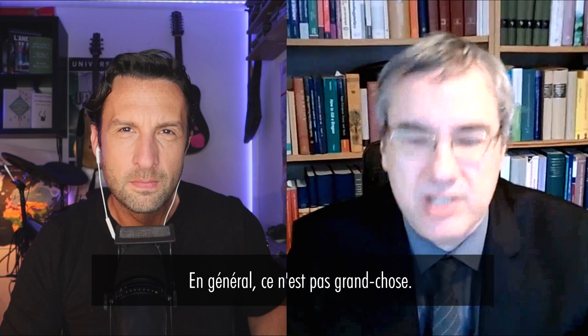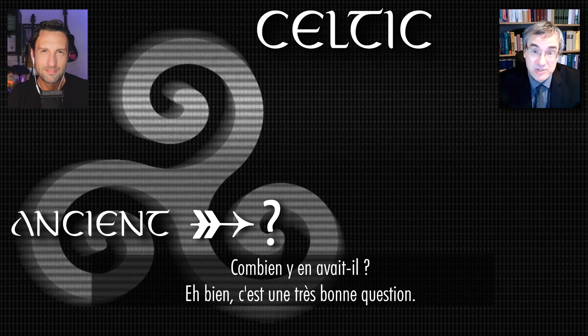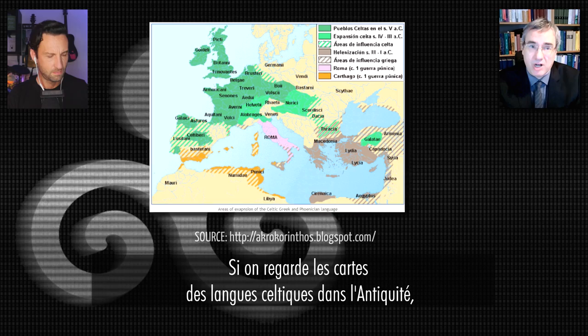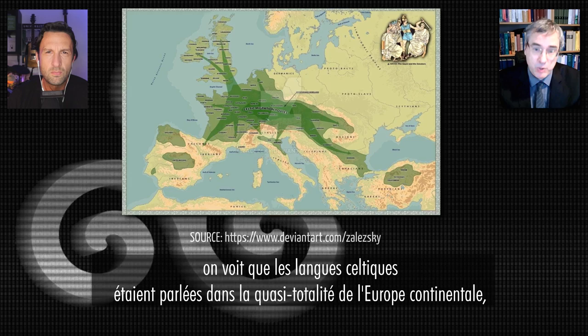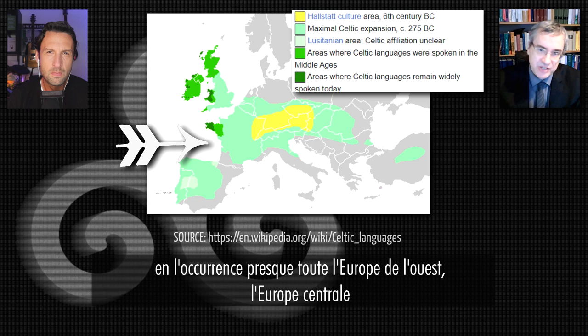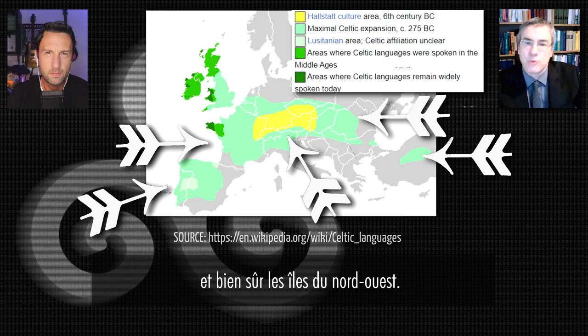How many were there? Well, that's a very difficult question to ask. Possibly there could have been dozens. I don't know. It's really hard to tell. If you look at maps of the extent of Celtic languages in antiquity, you will see that Celtic languages were spoken over most of continental Europe, certainly most of Western Europe, Central Europe, even going into the east of Europe, southwest, the Iberian Peninsula, and of course the islands.